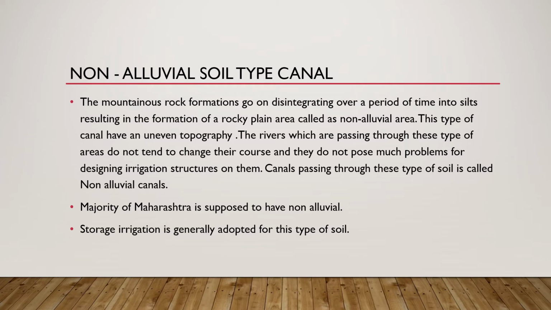The rivers which pass through this canal generally do not change their direction. They tend to flow in the same particular direction throughout the year. The canals passing through this type of soil are called non-alluvial canals. The majority of these canals are found in Maharashtra, and the soil type in Maharashtra is non-alluvial soil. Storage irrigation is generally adopted for this type of soil, since the water flows in a single direction. You should store the water, so storage irrigation is adopted.